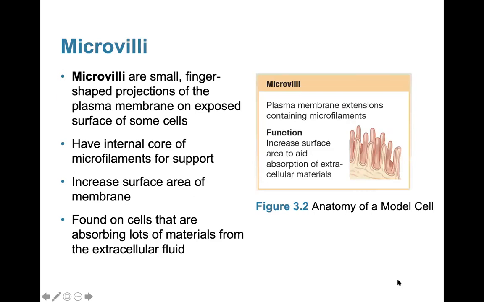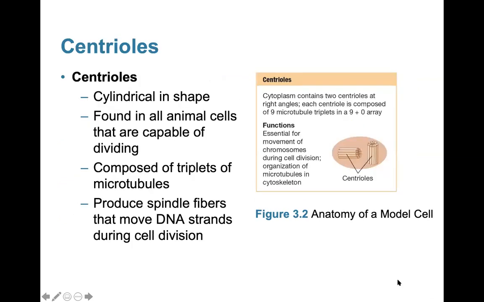Microvilli, as we talked about, these are plasma membrane extensions containing microfilaments. The function of microvilli is to increase surface area, and you'll see this in areas where you have lots of absorption into the cell. The centrioles: the cytoplasm actually will contain two centrioles at right angles. Each centriole is composed of 9 microtubule triplets. The centrioles are involved in mitosis or cell division. They are essential for movement of chromosomes during cell division.